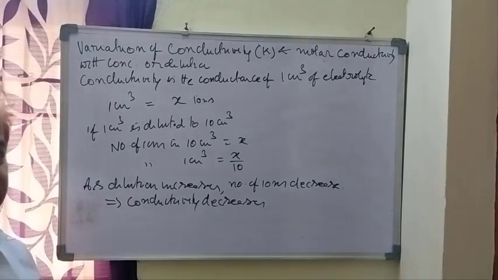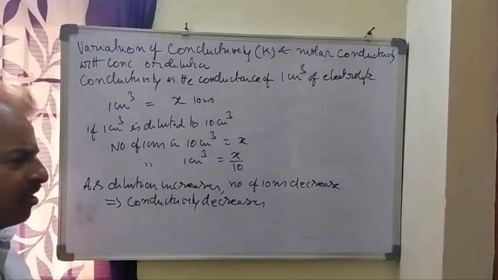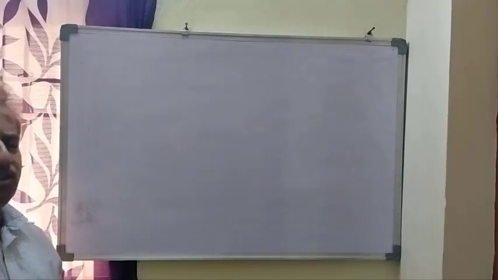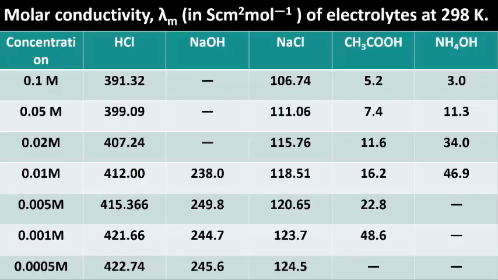Now let us see the variation of molar conductivity with concentration. To understand this, observe this table. In the table, molar conductivity, that is lambda m, in Siemens centimeter square mole minus 1 of electrolytes at 298 K with different concentrations. The concentrations are 0.1 M, 0.05, 0.02, 0.01, 0.005, etc. Here HCl, hydrochloric acid, sodium hydroxide and NaCl are strong electrolytes.